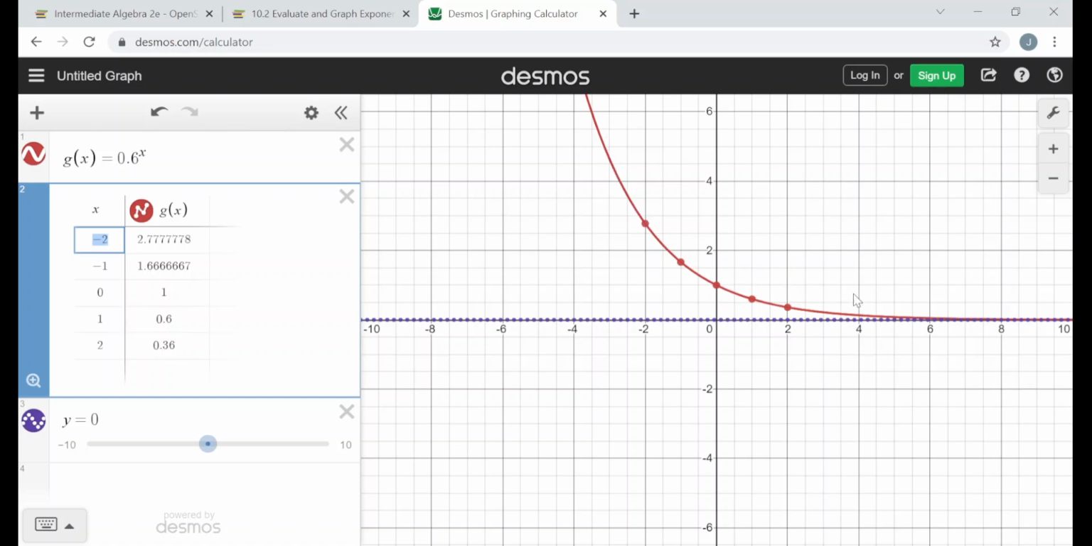And you see again, as it goes from left to right, it's decreasing. Horizontal asymptote is the x-axis again, y equals 0. Again, you can zoom in as much as you want, and you'll see that the red graph never actually touches the x-axis. Domain's all real numbers, range is all positive numbers. Fantastic.